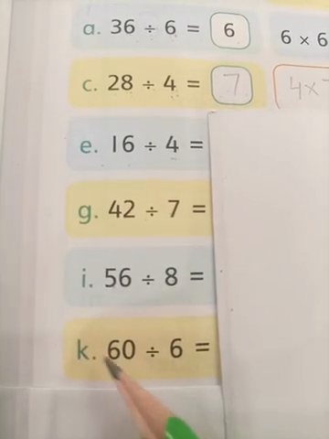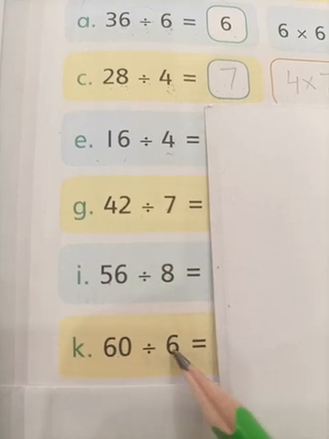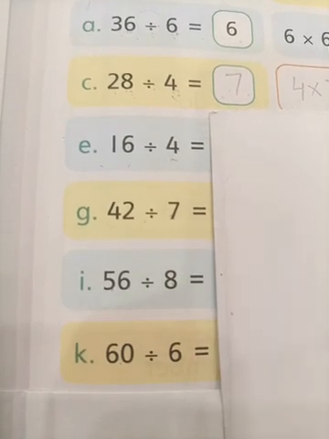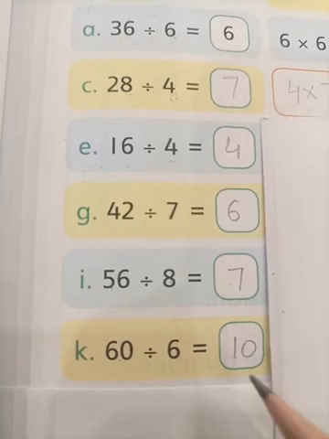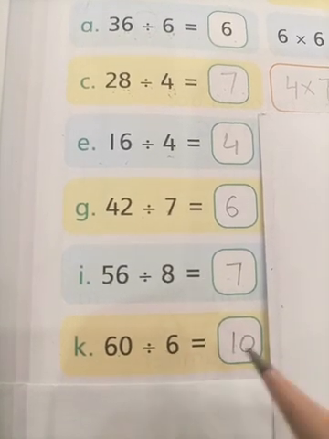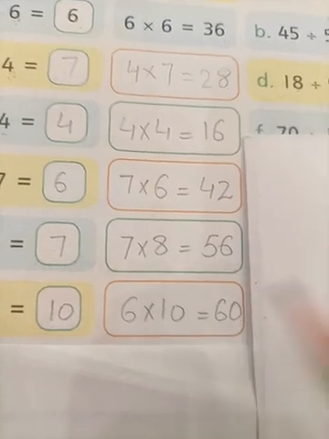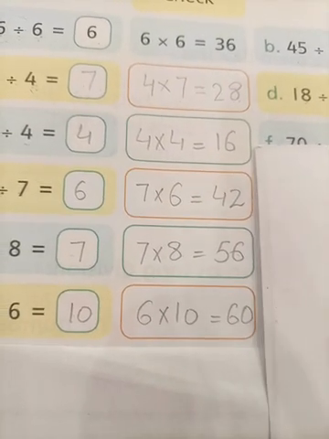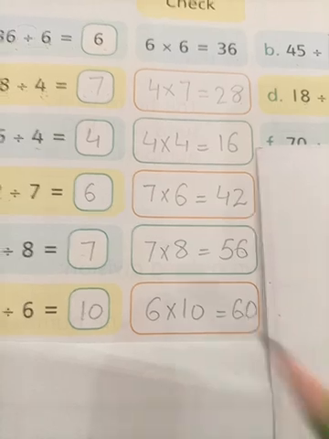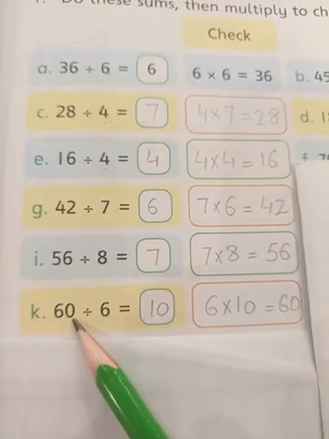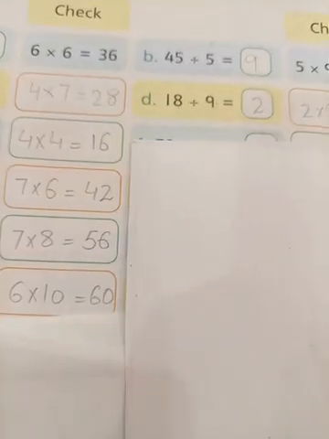Now in the part K, 60 divided by 6. 6 tens are 60 and our answer is 10. Next is 10 multiplied by 6. 10 sixes are, look at this, 6 tens are 60. So our answer is correct because this answer and our first number are the same.